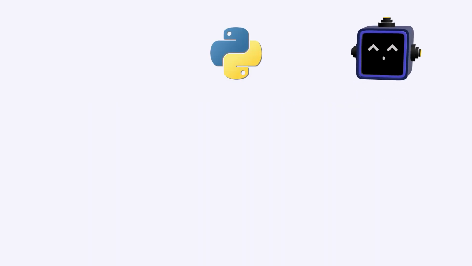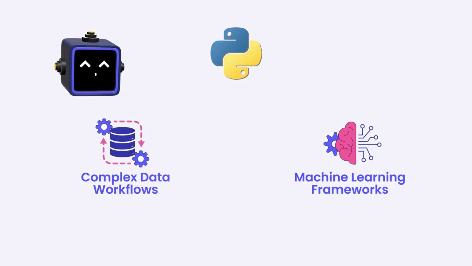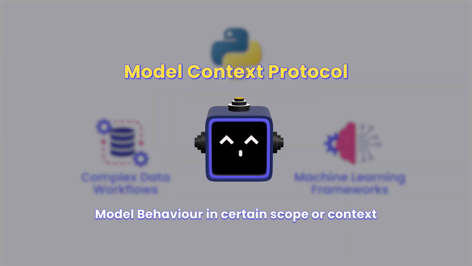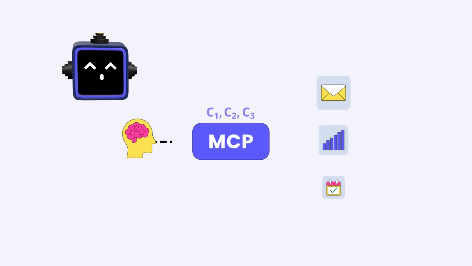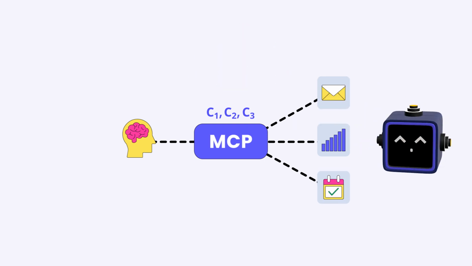In Python, especially when working with machine learning frameworks or complex data workflows, the Model Context Protocol is a design pattern used to define how a model behaves within a certain scope or context. It's kind of like saying, hey, when this model is in this situation, here's how it should act.